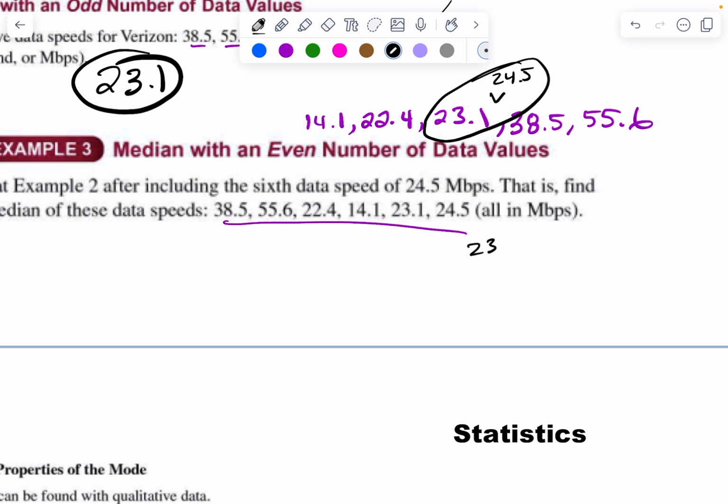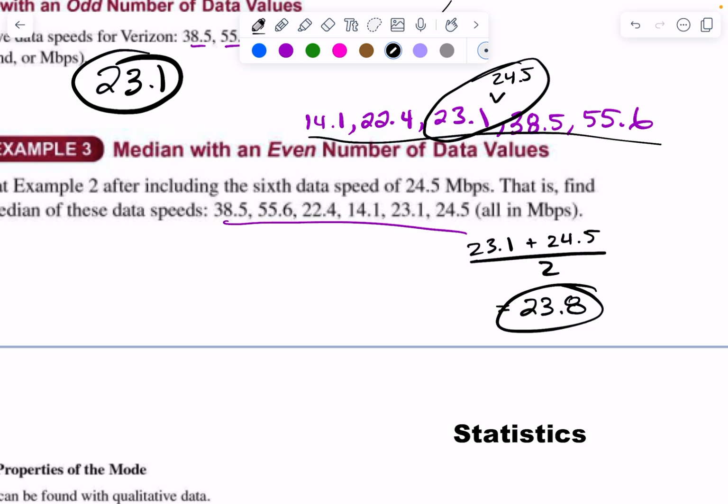So you take 23.1 plus 24.5, and I divide by 2, okay? 23.8, that is the median now. Even though 23.8 isn't even a data value in here, we take the average of the two, right? It doesn't matter because we don't have an exact middle number.